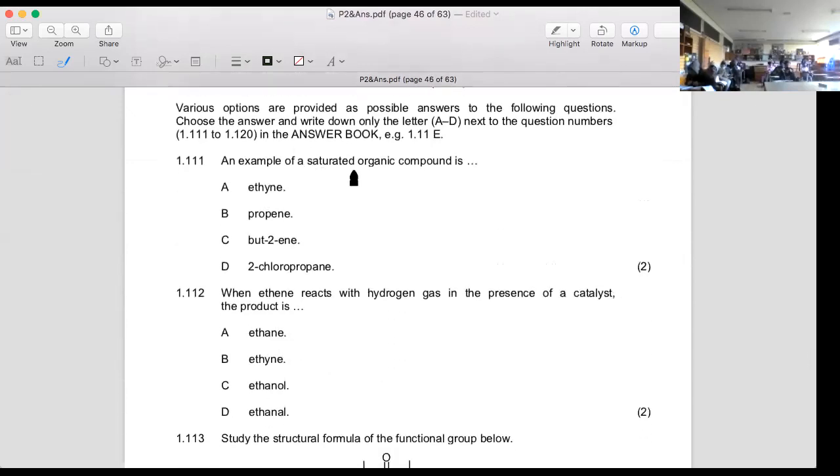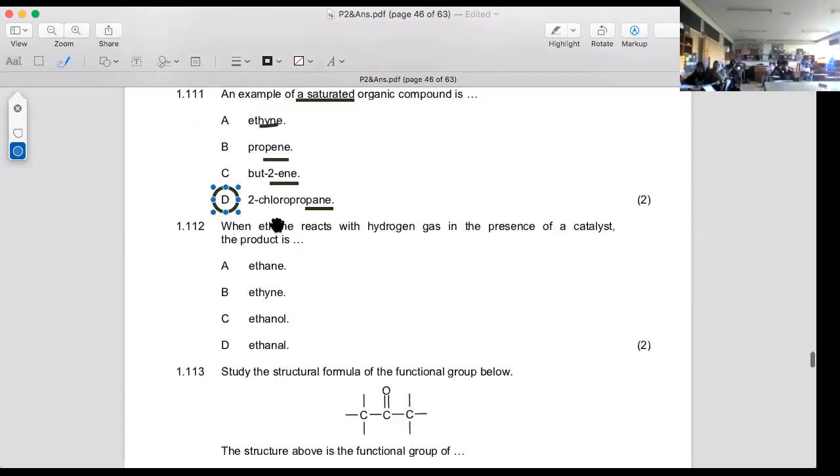An example of a saturated organic compound is, who says it's A, an yne? Who says it's ene? Who says it's ane? Well done. Saturated means it's saturated with hydrogens. You can't fit another hydrogen on, and that's the alkanes. All the ynes and enes have got double bonds that can be broken and therefore can be saturated.